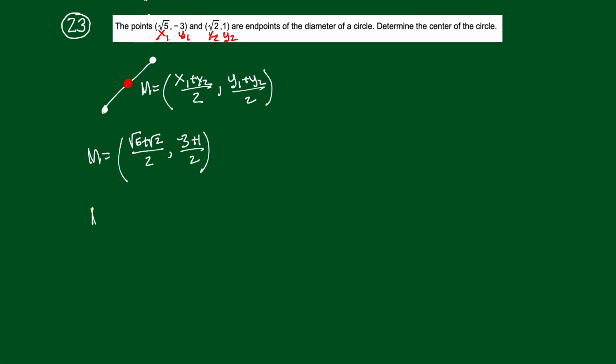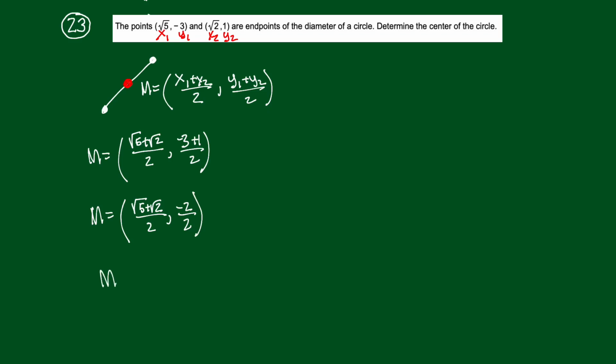So let's simplify. Well, we can't really do anything with this one right now. We are going to leave it just like that. So I'm going to write that as square root of 5 plus square root of 2 and just leave it like that. But this one over here with the y's, negative 3 plus 1 is a negative 2 over 2. Oh, I can simplify that.